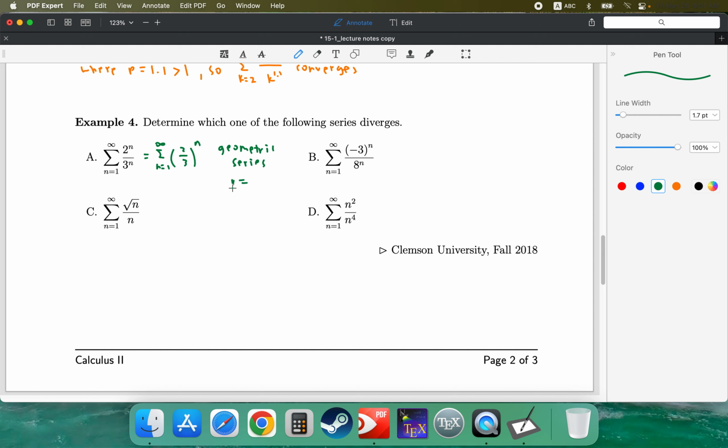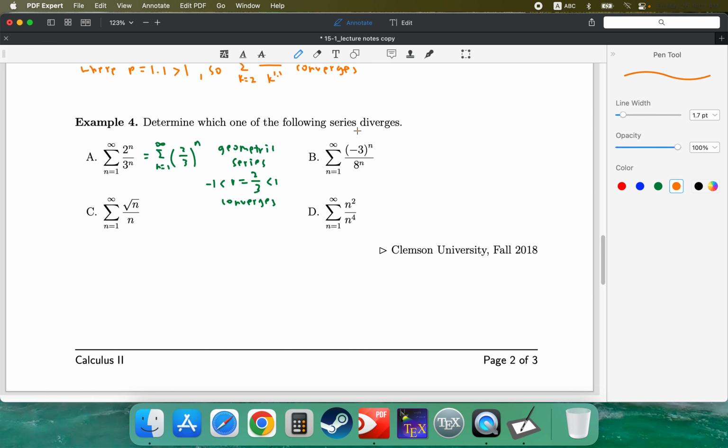Okay, and what is your ratio? Your ratio is 2 over 3, right? Again, every time you increase your index by 1, you will need to increase your power by 1. That means you will need to multiply this term by 2 over 3. So 2 over 3 is your ratio. And since your ratio is between -1 and 1, this series converges. It's okay?